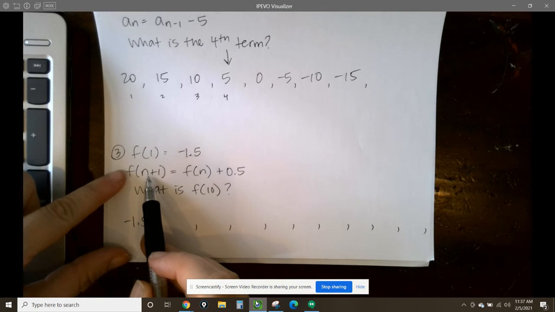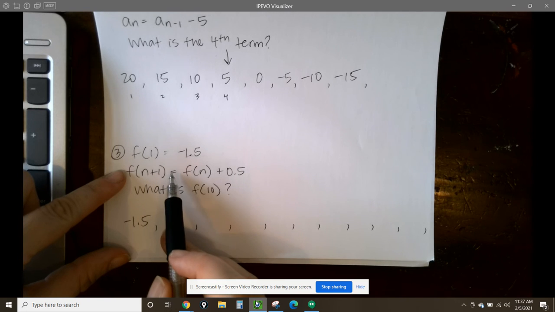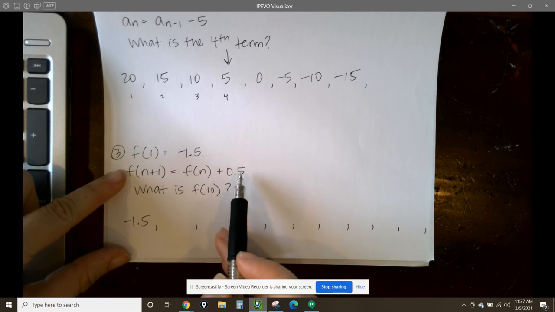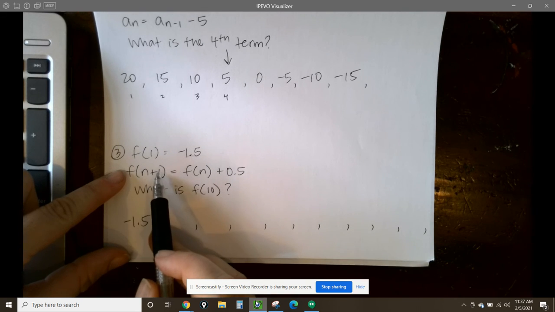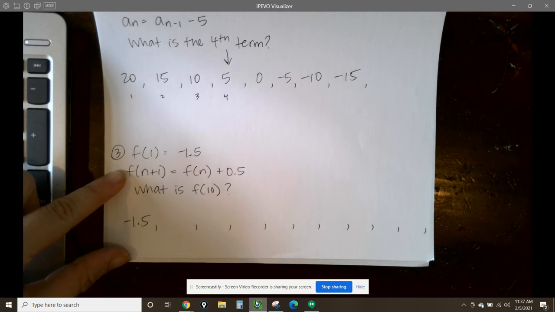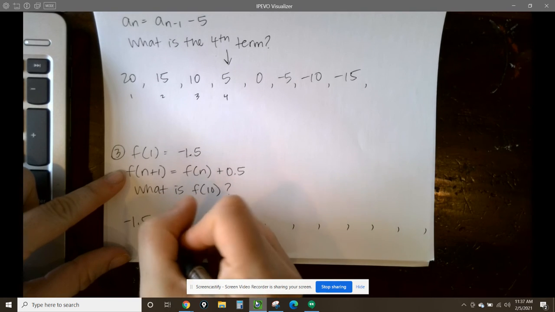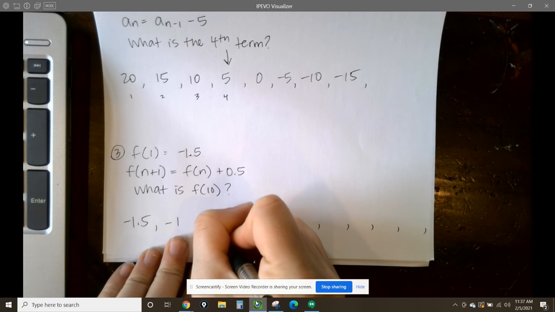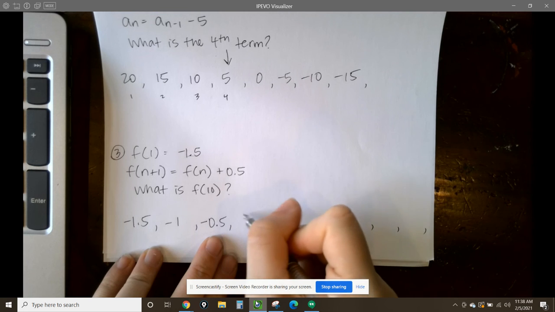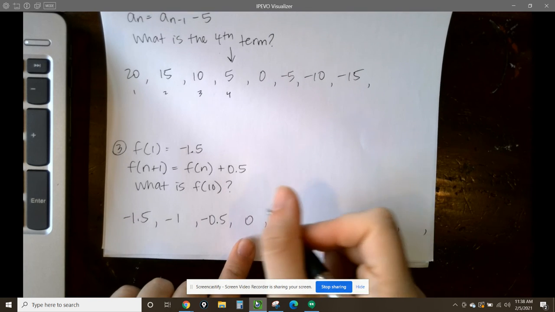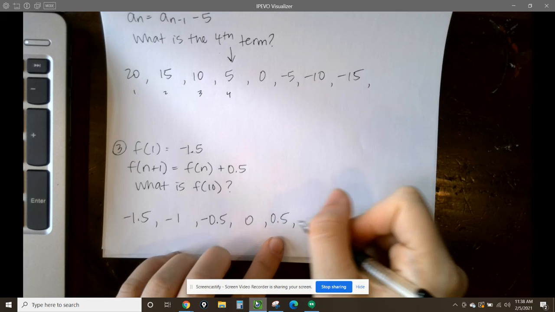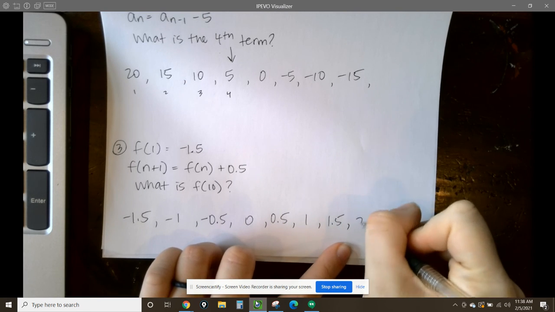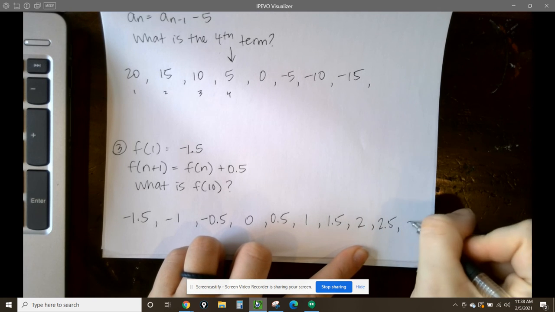So f of n plus 1, this means the next term equals f of n, which means the term before it, plus 0.5, okay? So to find the next term, I'm going to take the term before it and add 0.5. So negative 1.5 plus 0.5 is negative 1. Again, I'm going to add 0.5, so I get negative 0.5. If I add 0.5 again, I get 0. If I add 0.5 again, I get 0.5. If I add 0.5 again, I get 1. Add 0.5 is 1.5. If I add 0.5, I get 2, and then 2.5, and then 3.